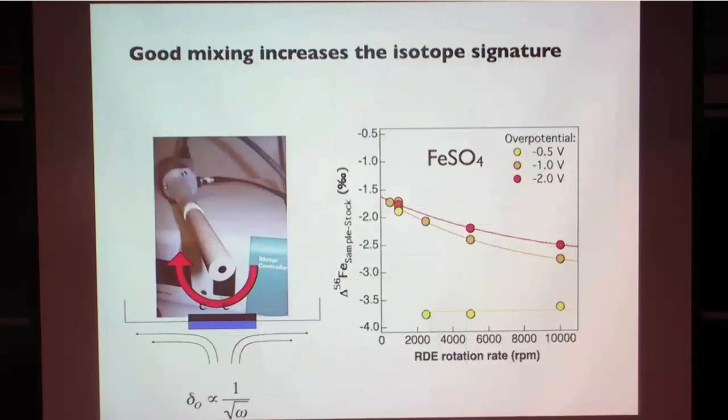Okay, so the next observation has to do with mass transport to the electrode. So the result that we see is that the better we mix the sample environment, or the better that we mix our fluid in the reservoir, the larger the fractionations that we observe. This is the opposite of what you might think if there was a stagnant layer across which diffusion was controlling the isotope fractionation. So the faster that we mix, the larger the fractionations that we observe.